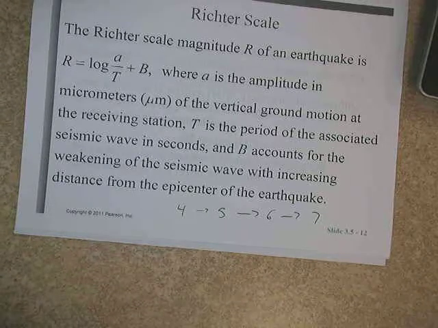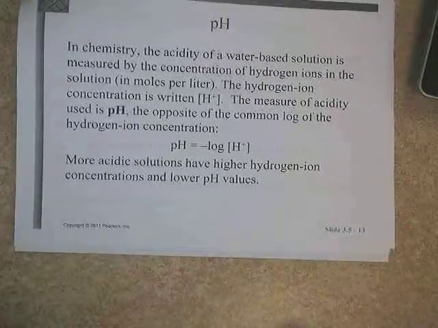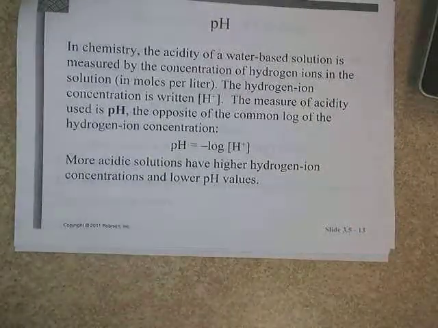So what's the difference between a 4 and a 7? 1,000 times more devastating than a 4. So really, is there a big difference between a 4 and a 7? On paper it looks like it's 3, but really, how much worse is it? It's 1,000 times worse than a 4.